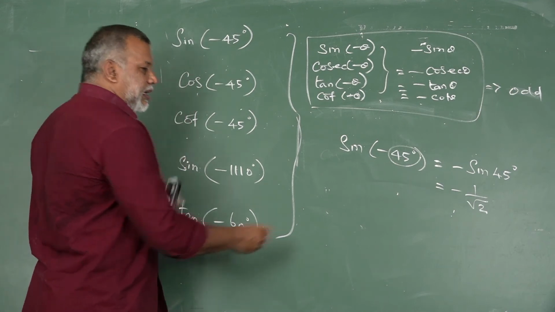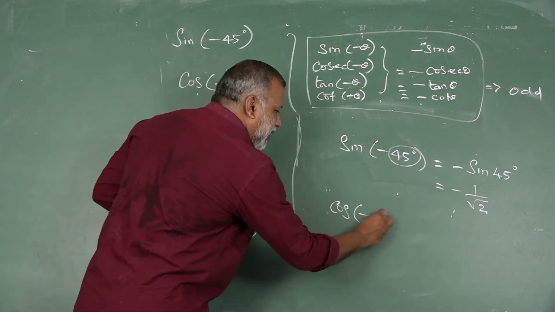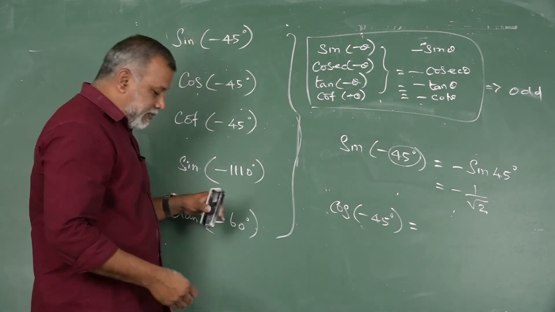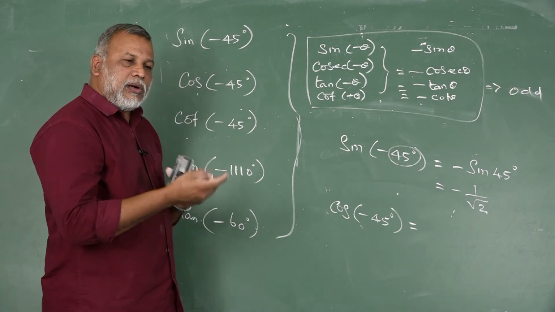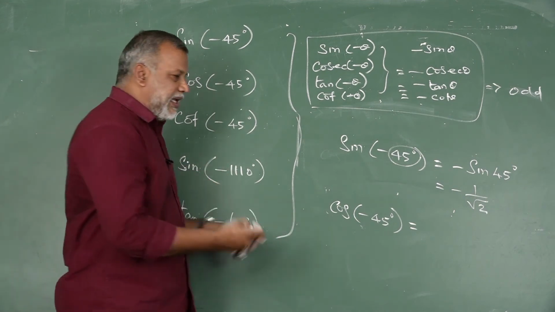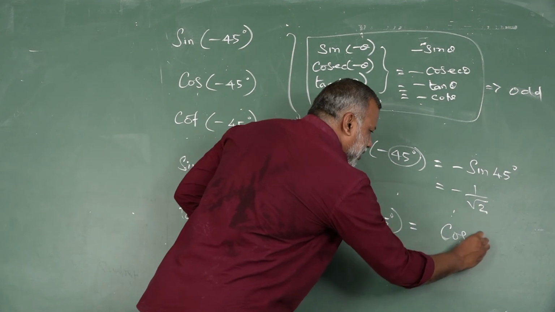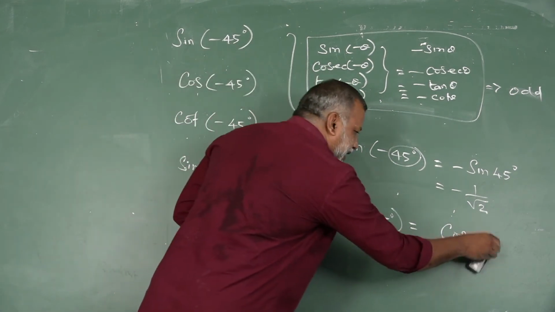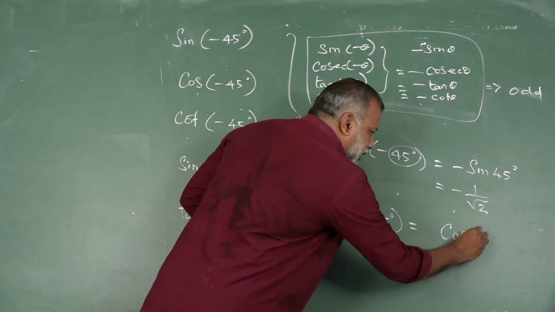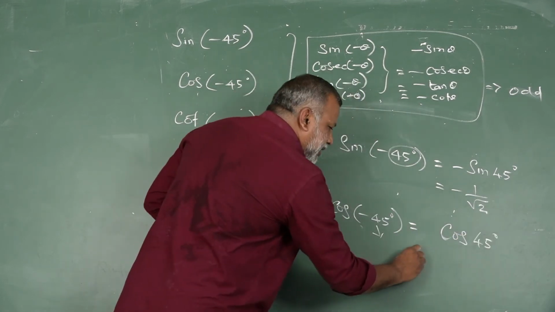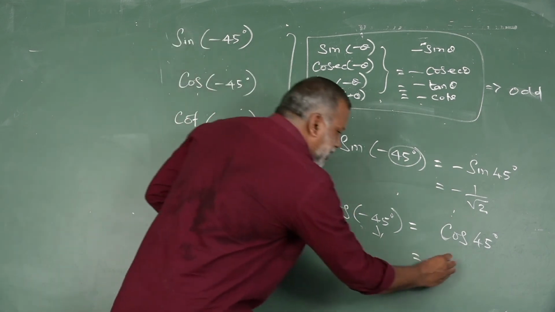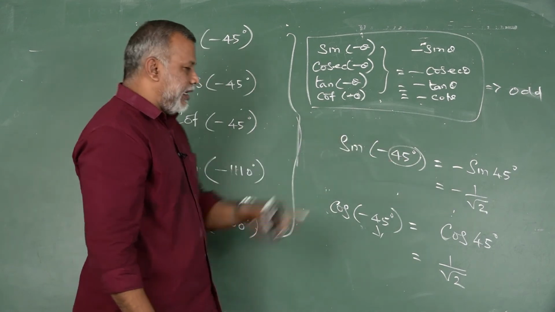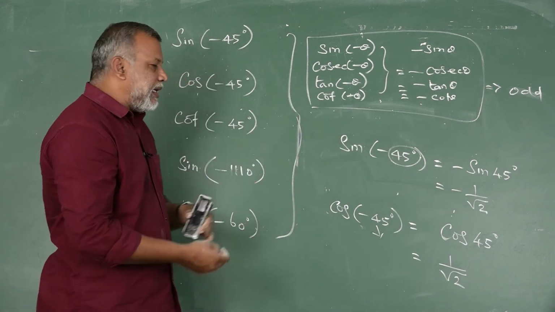In the same way, here cos of minus 45. From this data, cos absorbs the negative. It is called an even function. Cos absorbs the negative, therefore we get cos theta. Instead of theta here, we have positive 45 degrees. So from the trigonometric table, cos 45 means 1 by root 2. So here sin emits the negative, and here cos absorbs the negative.